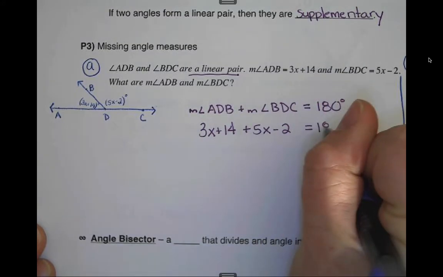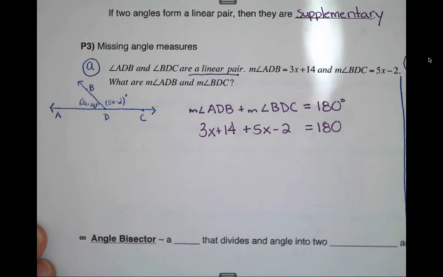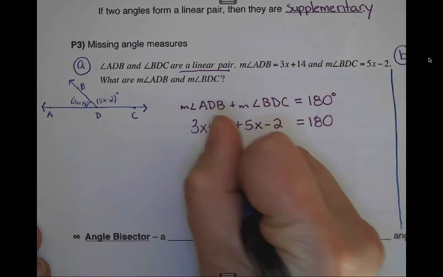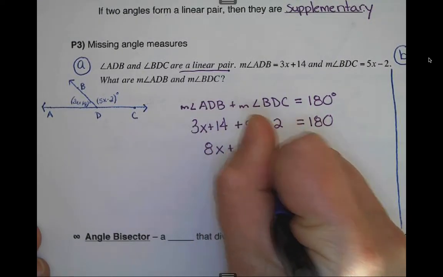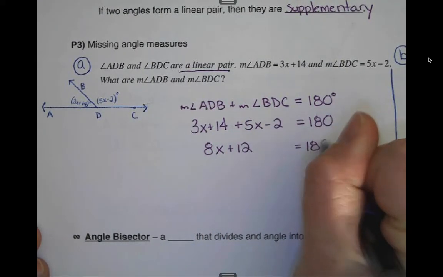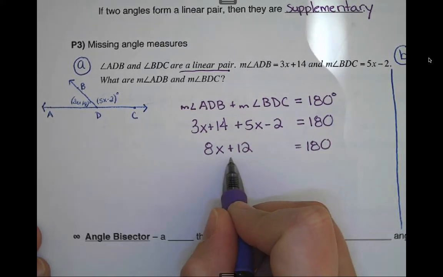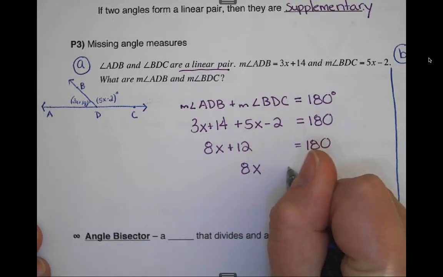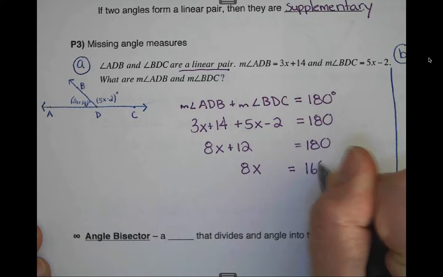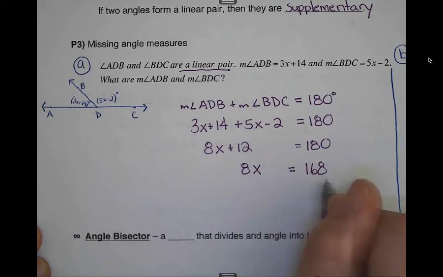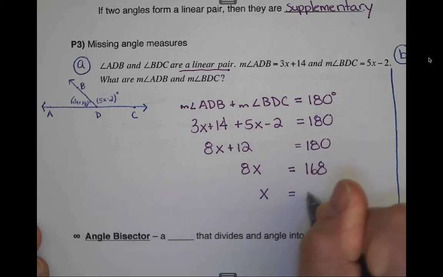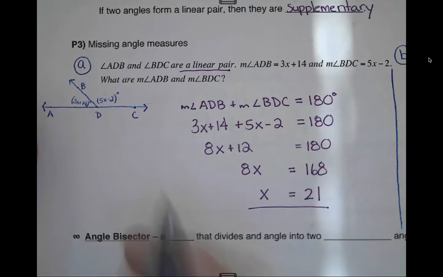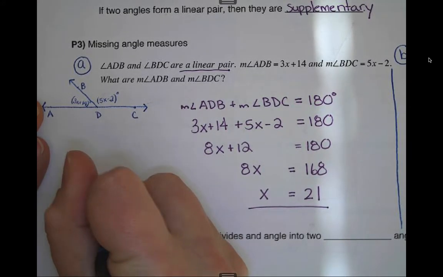And I'm going to use algebra to solve for x, and then I can find my angle measures after that. So I'm going to combine like terms on the same side of the equation. I'm going to use inverse operations, properties of equality, subtraction property of equality, subtracting 12 from both sides, and division property of equality, dividing both sides by 8 to get my value of x is 21. And once I know that x is 21, I can find the measures of my angle.